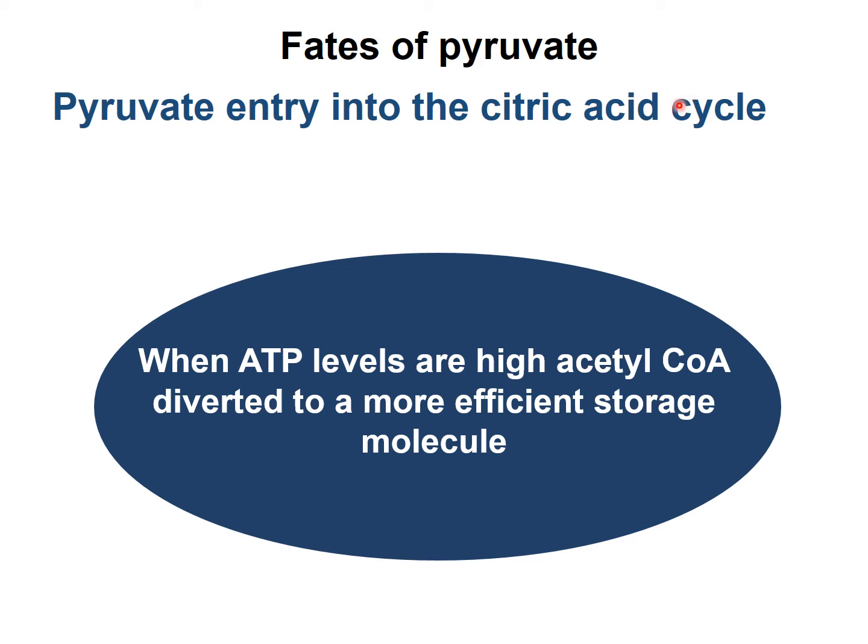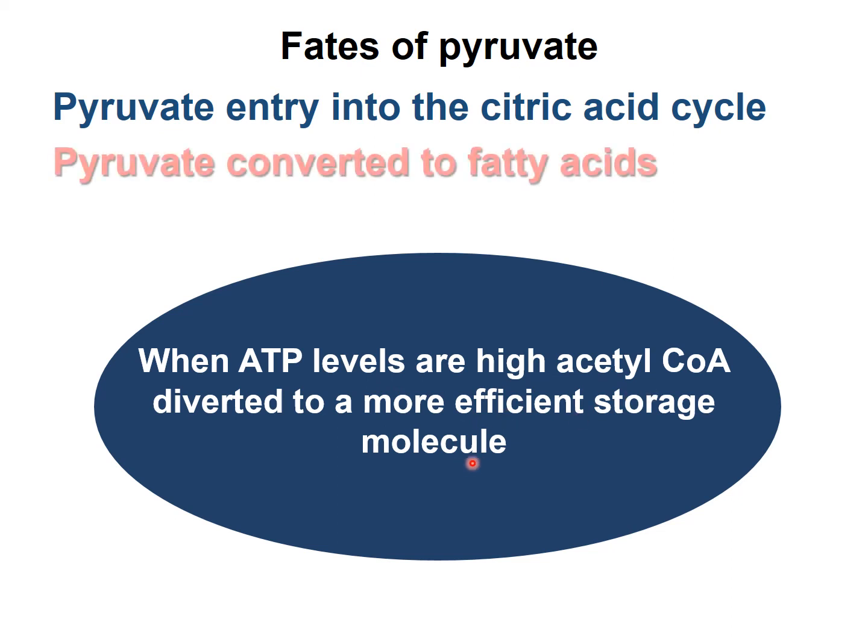Now, however, when the ATP levels or the energy levels are really high inside the cell, pyruvate can be converted into a more efficient storage molecule, which is fatty acids. So here is the second possible fate of pyruvate, and we'll discuss these in more detail when we talk about fat metabolism.